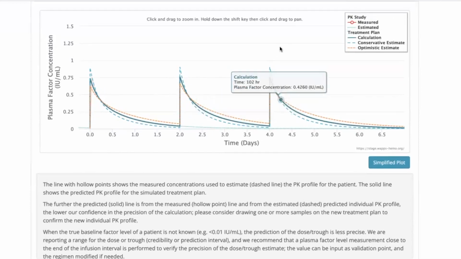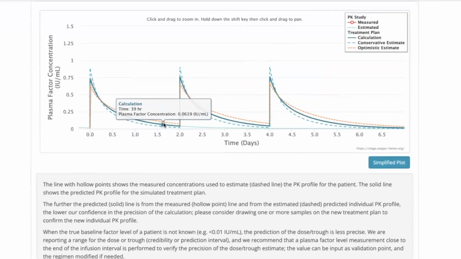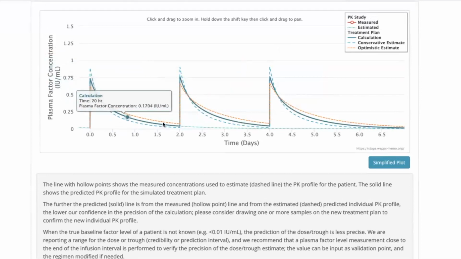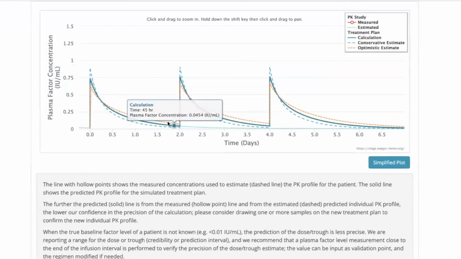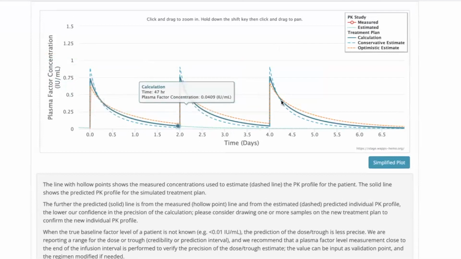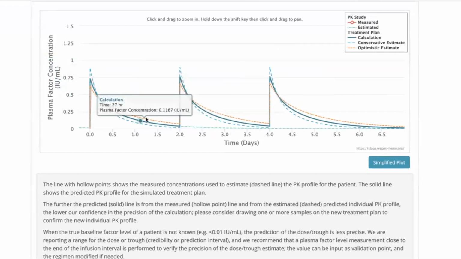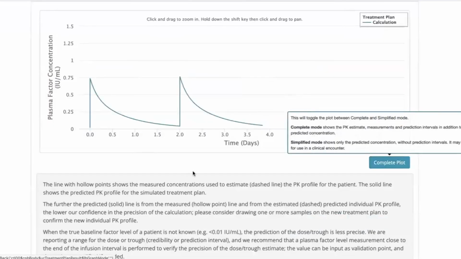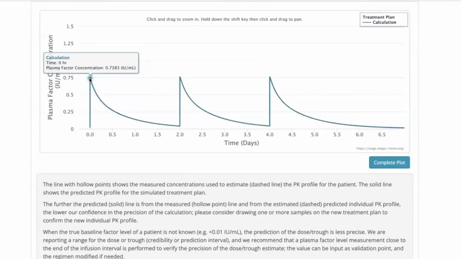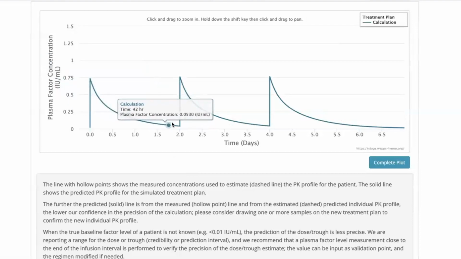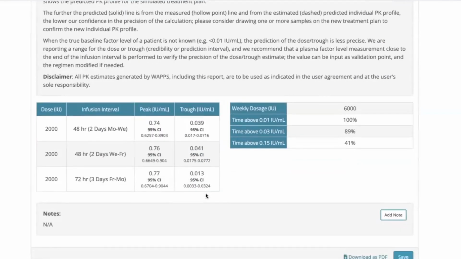And you see this complicated graph where you have in dark green the best guess of the profile, in dashed red the optimistic, in dashed green the conservative. When you talk to a patient, if you don't want to show all these lines, you go for the simplified plot, and you only have a simple line that shows the peak and over time the concentration down to the trough. The same information is provided to you in a table here.